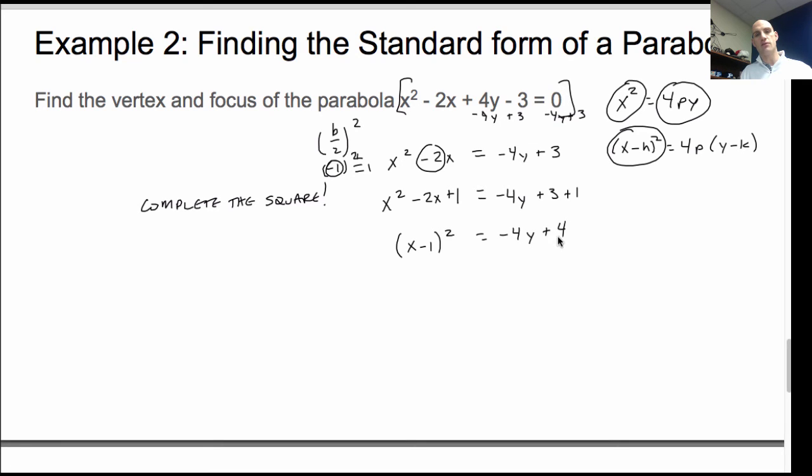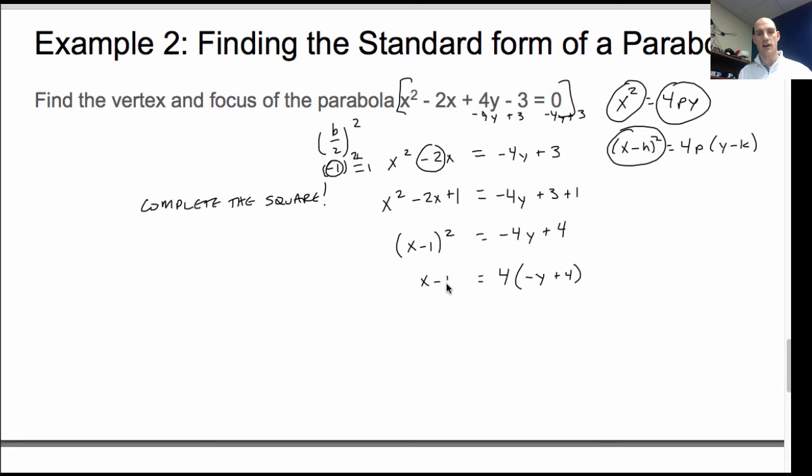And then I've got minus 4y plus 4. Well, notice what I want. I want an x minus h squared on one side. Look what I got. X minus h squared on one side. On this side, I need a 4 times something times y minus k. Well, that means I'm going to factor out a 4. So then I've got negative y plus 4.